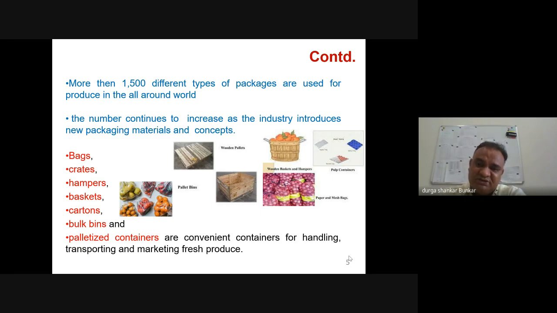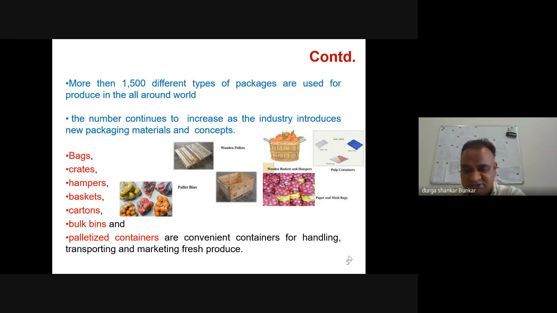So here we are emphasizing packaging only for agricultural produce, that is, related to fruit and vegetables. And the number continues to increase. The industry introduces new packaging materials and concepts.